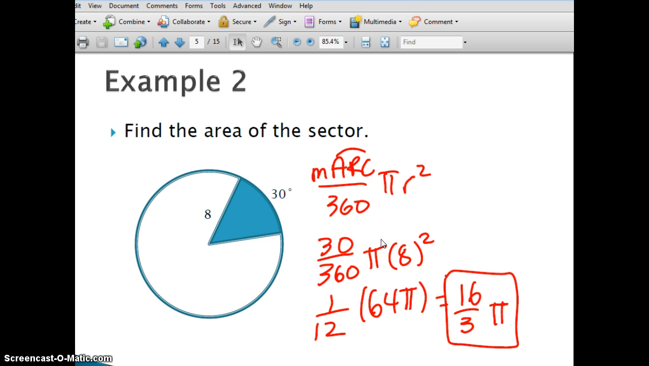And we multiply that portion of the circle times the area of the whole thing, which is pi times 8 squared. So we take 1/12 of 64 pi, and when we reduce that down, we're going to take 64 divided by 12, reduce it down as a reduced fraction, and you get 16/3 times pi. Notice again that my answer is in terms of pi. I don't have any decimals anywhere. I haven't rounded anything.